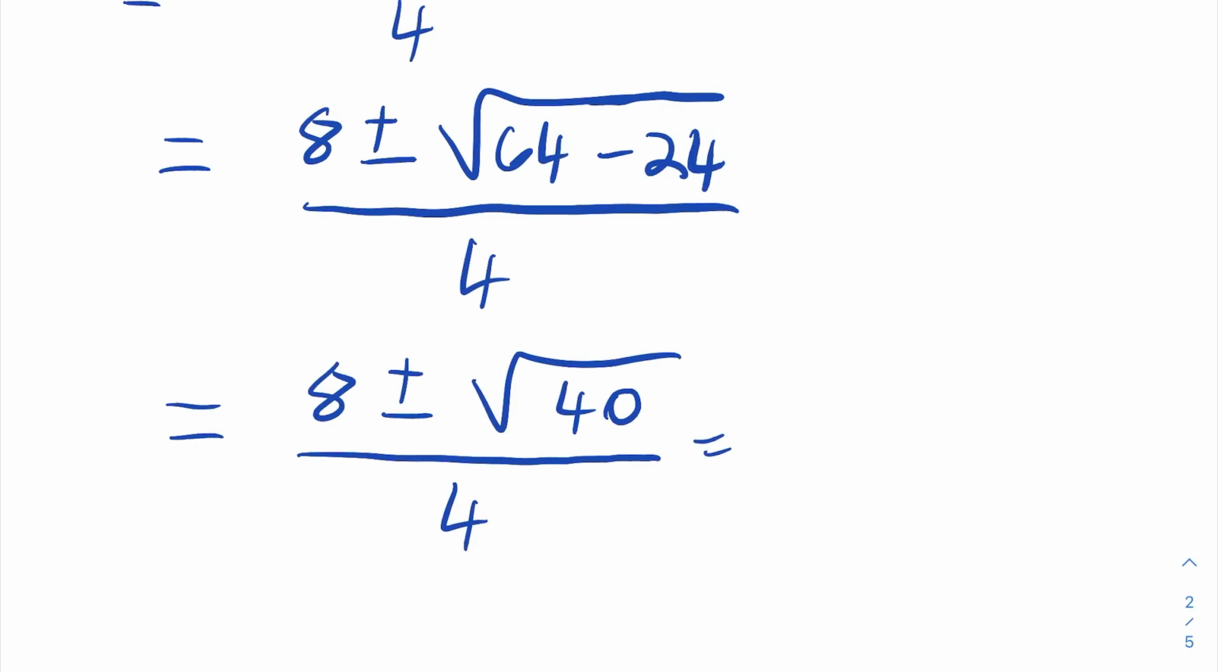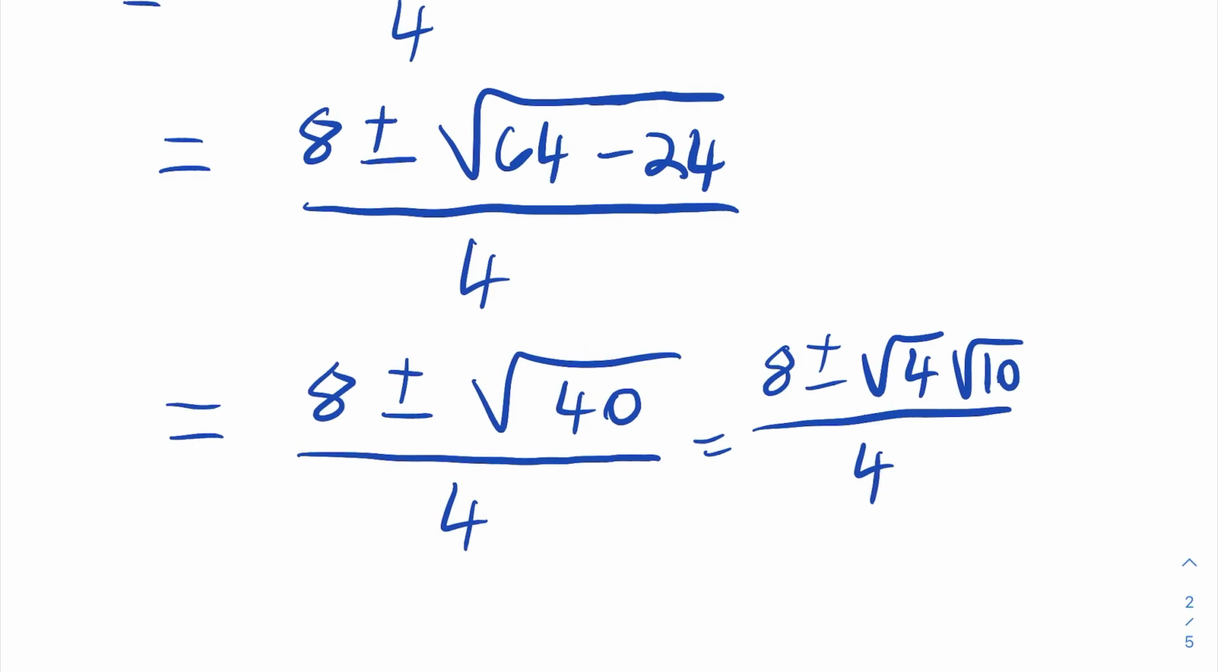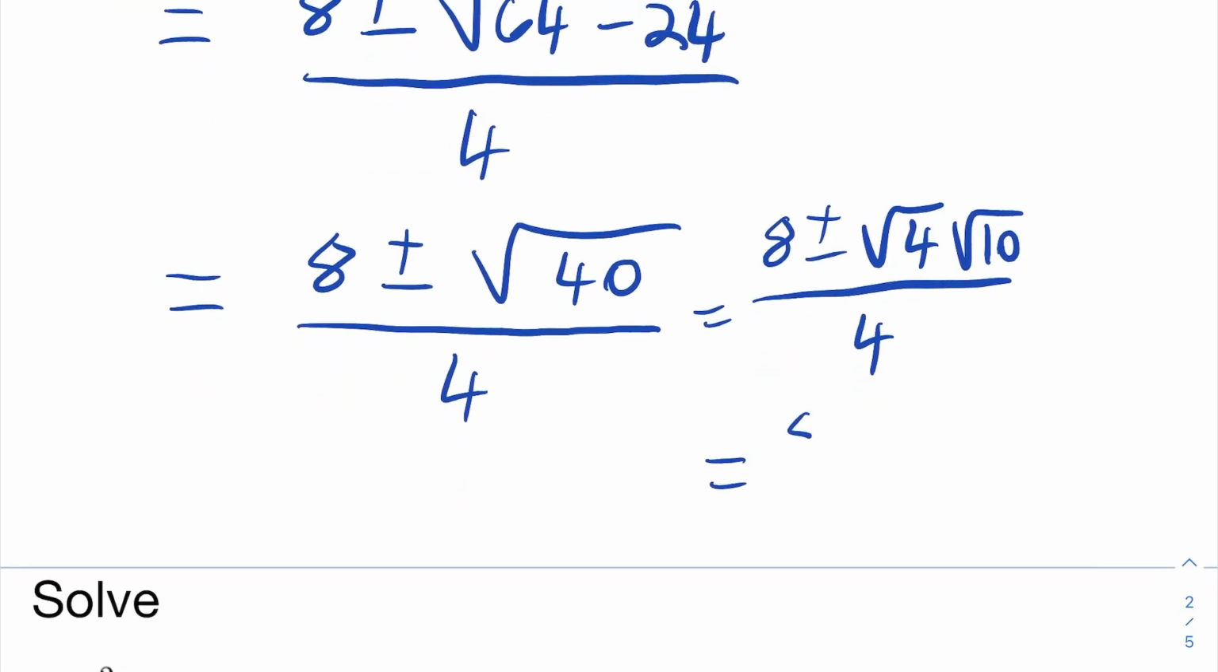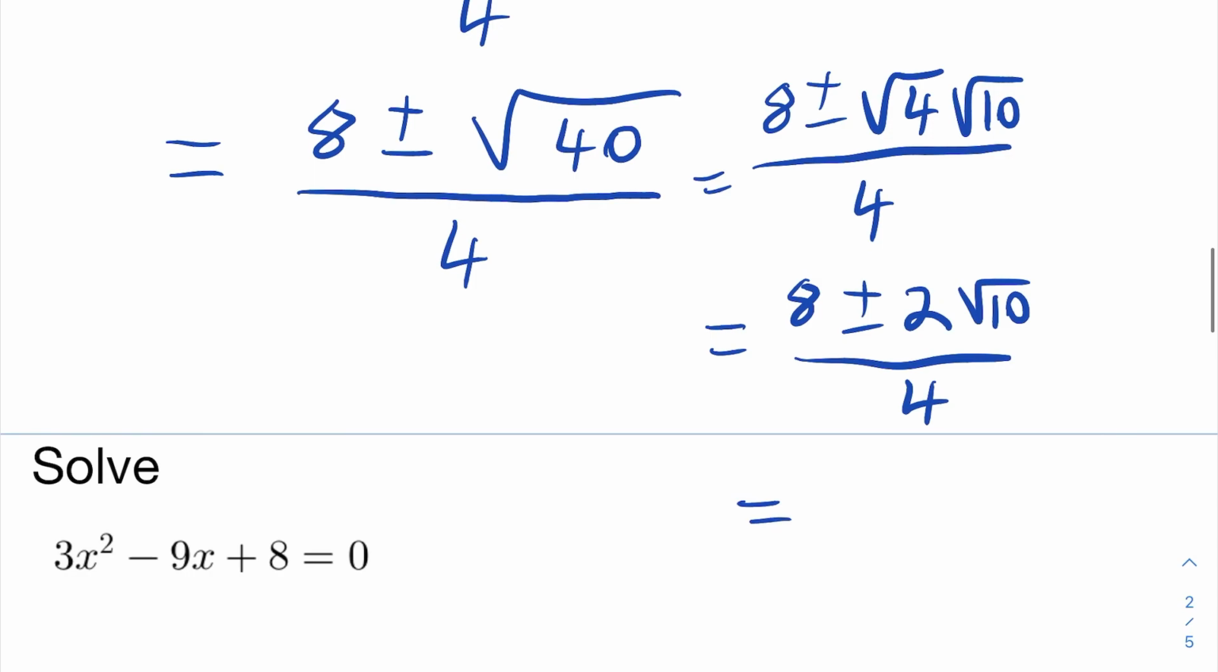Well, the square root of 40, I can factor into the square root of 4 times the square root of 10. That's still all divided by 4. And the square root of 4, hey, that's a rational number. The square root of 4 is 2. So that's 2 square roots of 10. And then I can factor out a 2 out of the numerator.